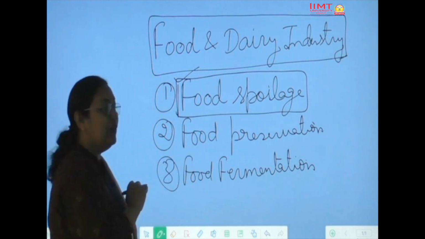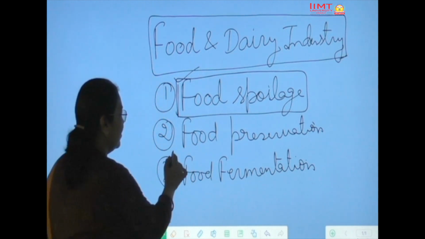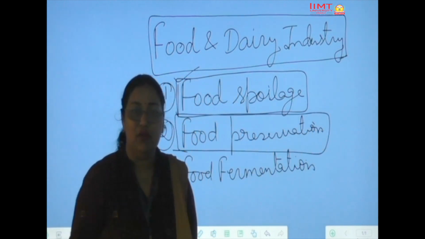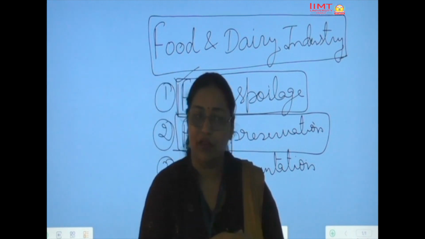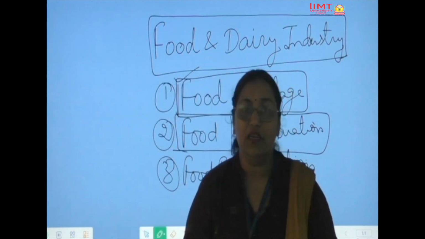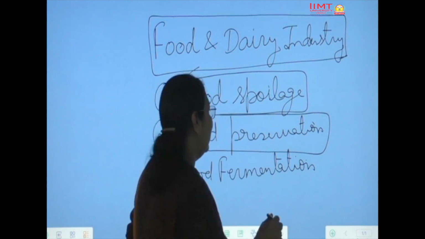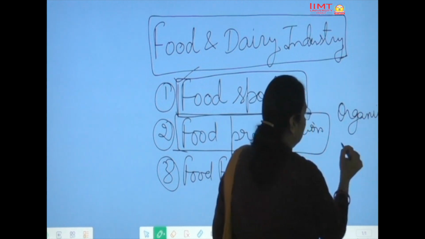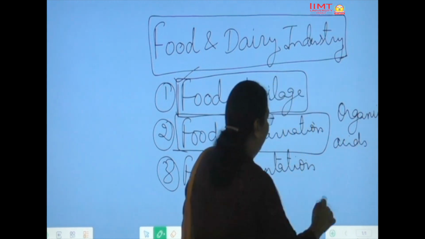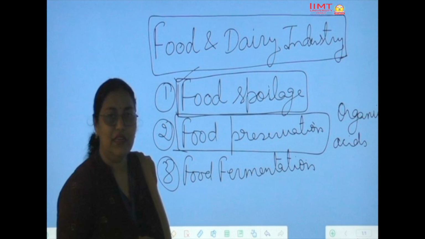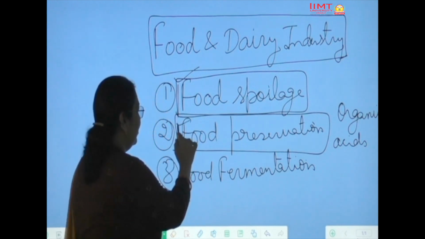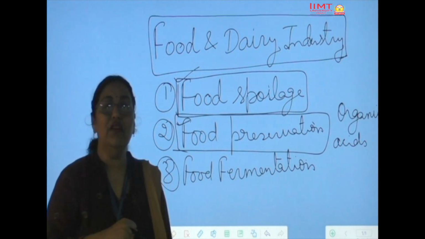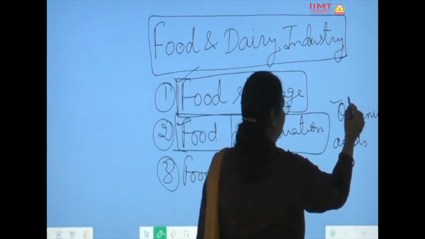So the second aspect of food is food preservation, right? In food preservation also, as I have told you previously, there are certain organic acids which are being used to preserve the food. So in food industries, preservation is a very important aspect, that is, how this food can be preserved. And again, for the preservation of food, we are using microbial products.